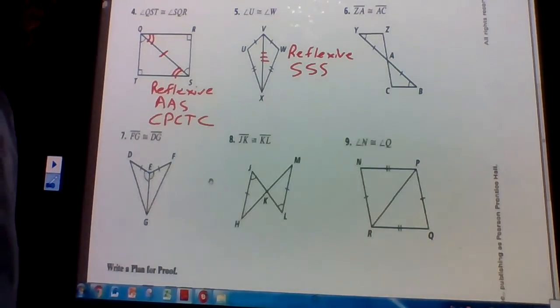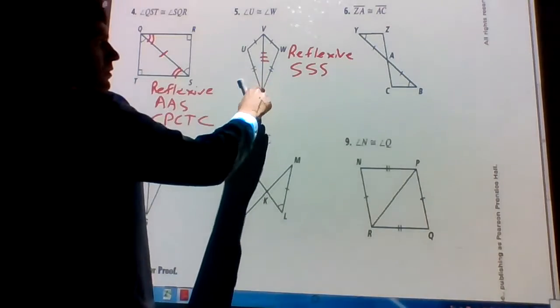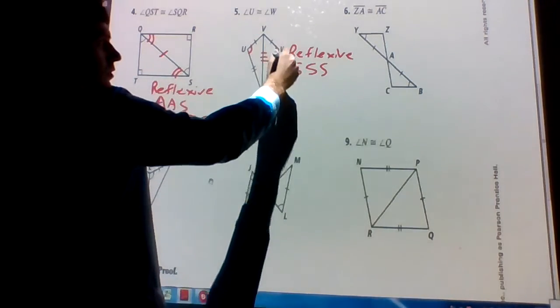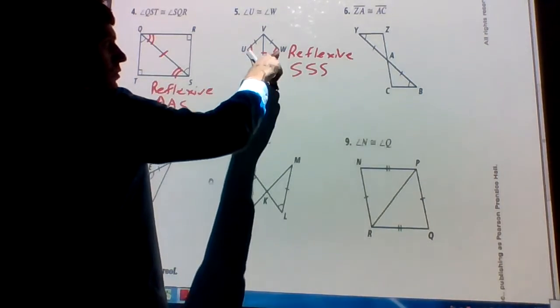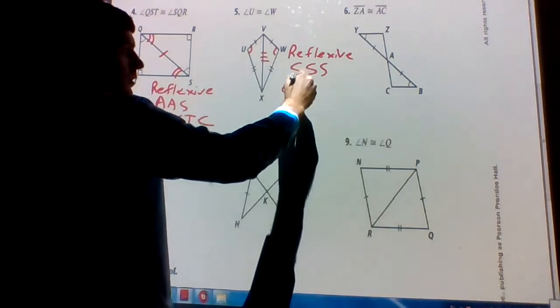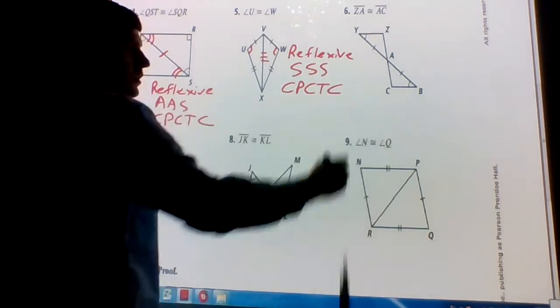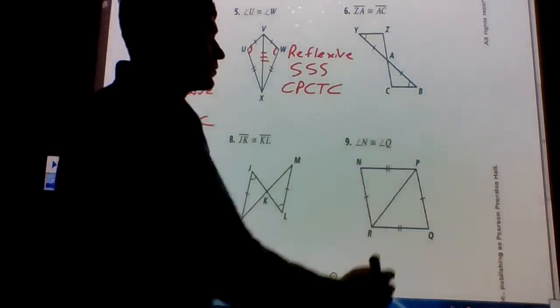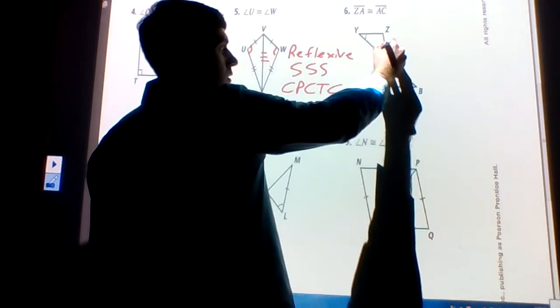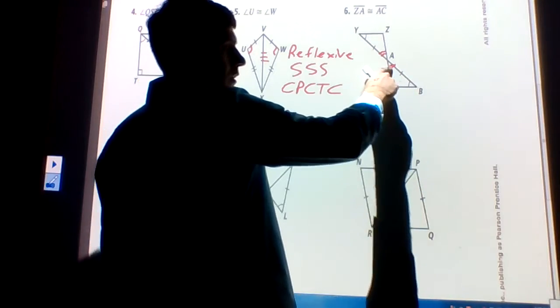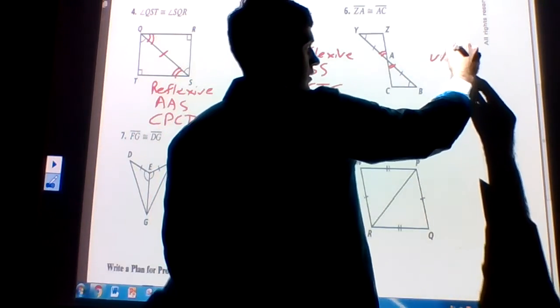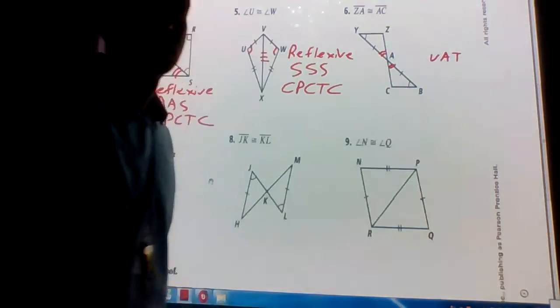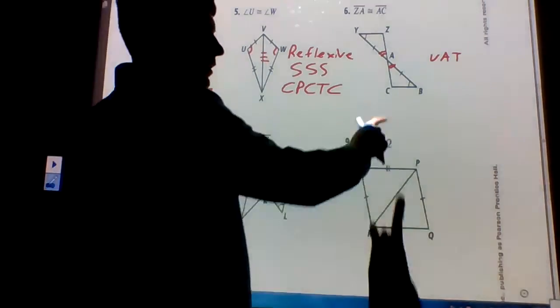Since the triangles are congruent, we know the corresponding angles are going to be congruent, so we know angle U is congruent to angle W because the corresponding parts of congruent triangles are congruent. Okay, we have vertical. So we have angle, side, angle. So we use the vertical angle theorem to show that the vertical angles are congruent. That allows us to use angle, side, angle.